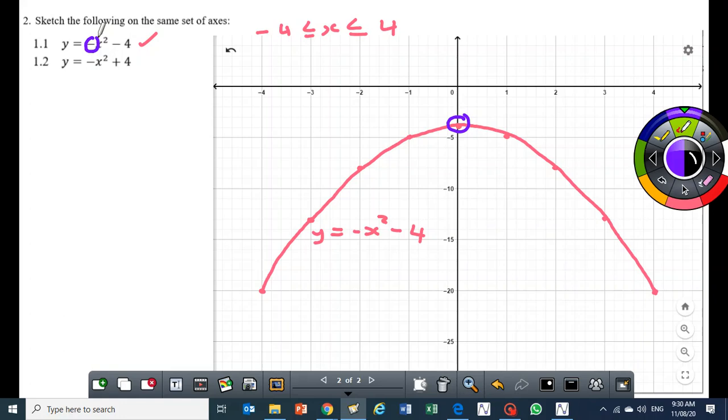And here we have our y-intercept. There is no x-intercept. The graph does not touch the x-axis. It's very possible to have a graph with no x-intercepts, like in this case. Any question for the first one?